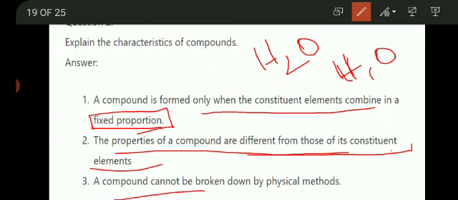A compound cannot be broken down by a physical method. We cannot break down a compound like water into hydrogen and oxygen except by chemical reaction. For example, by undergoing heat, we can separate hydrogen and oxygen. Otherwise, we cannot separate hydrogen and oxygen with a manual method or physical method. It is called the characteristics of a compound.